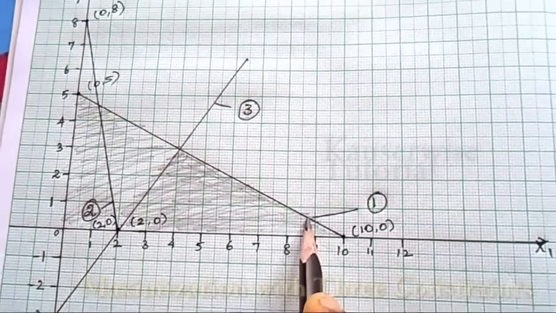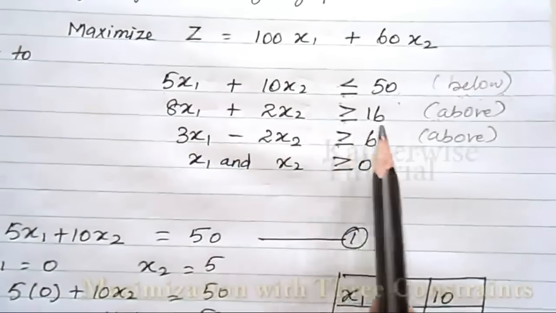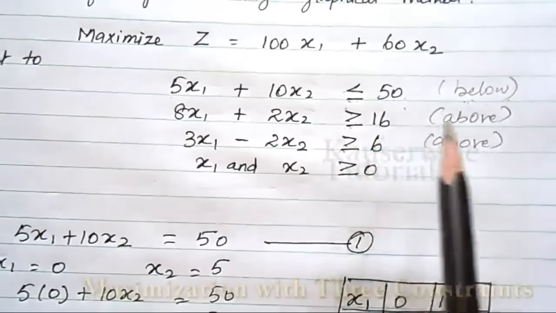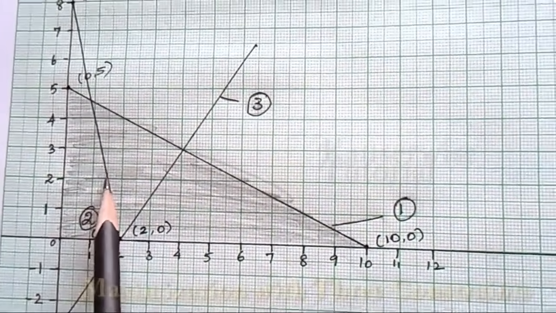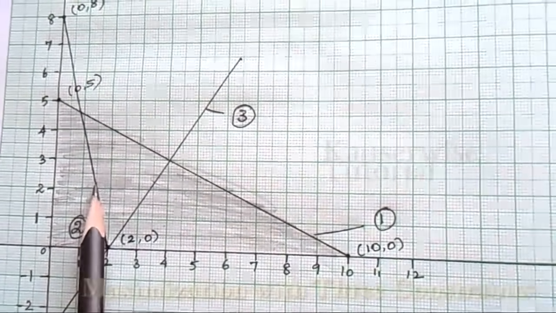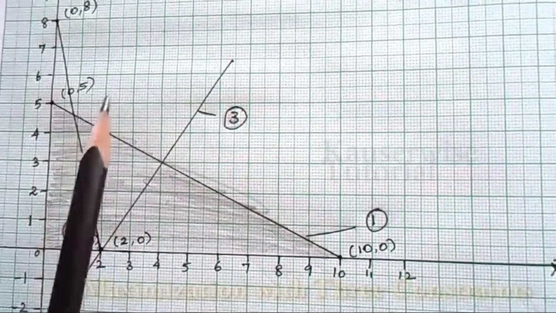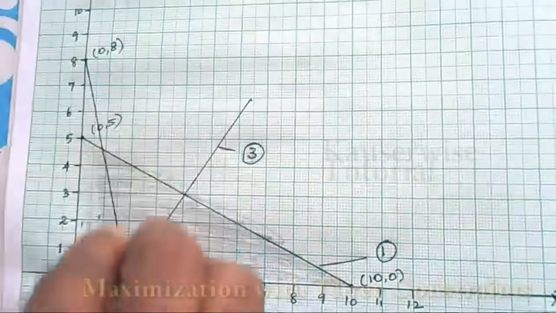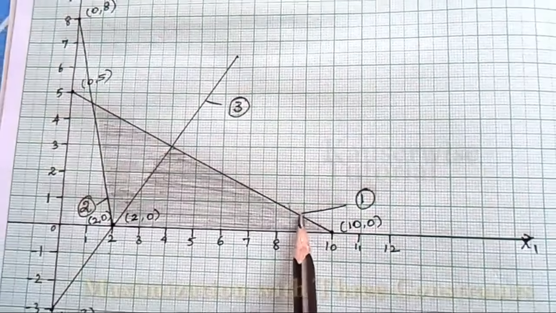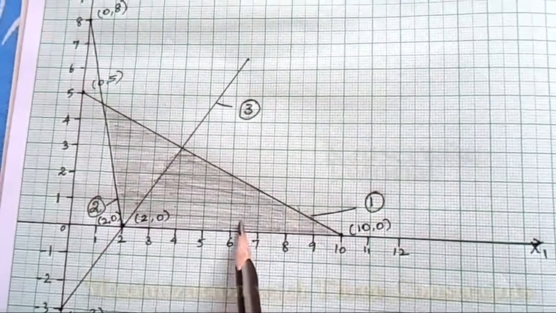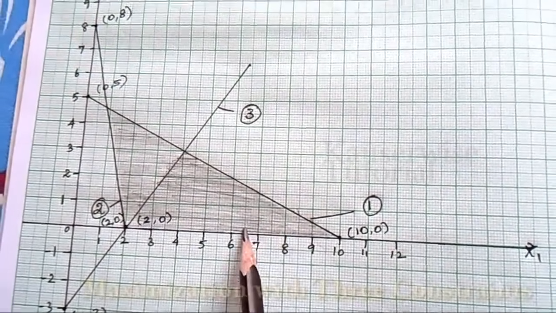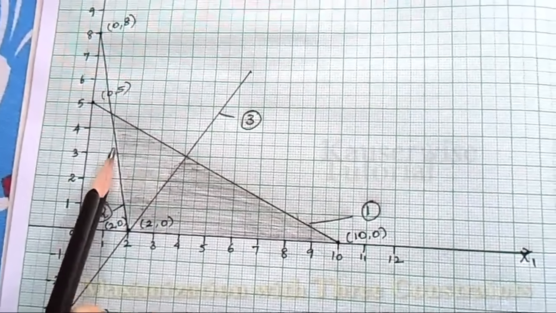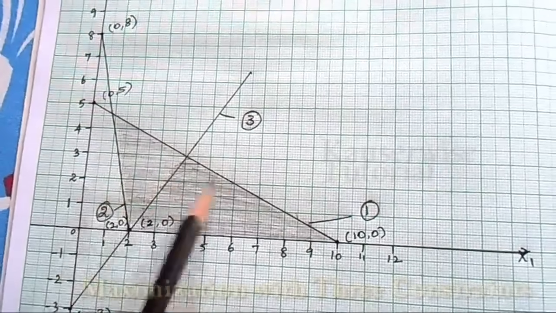Now go for the second line. Look at the second equation condition: the feasible region should be above this line. So erase the below shaded portion. The first constraint condition is below the line, so the feasible region is below the line. The second constraint condition is above the line, so the feasible area will be above the line. So 2 conditions are satisfied.